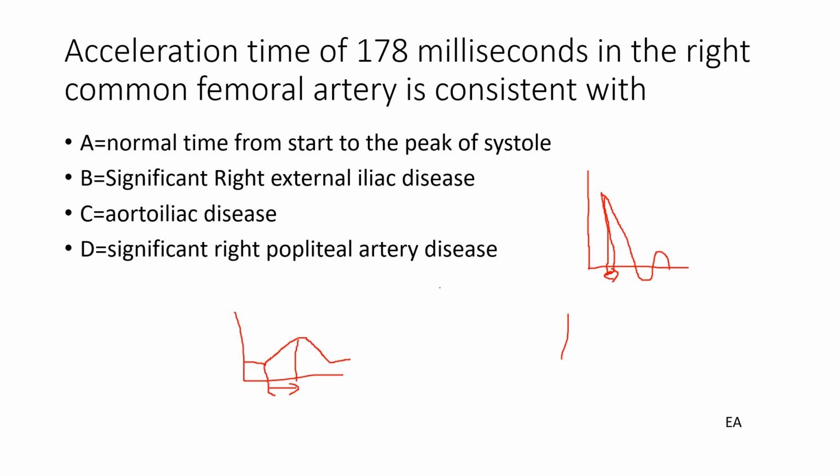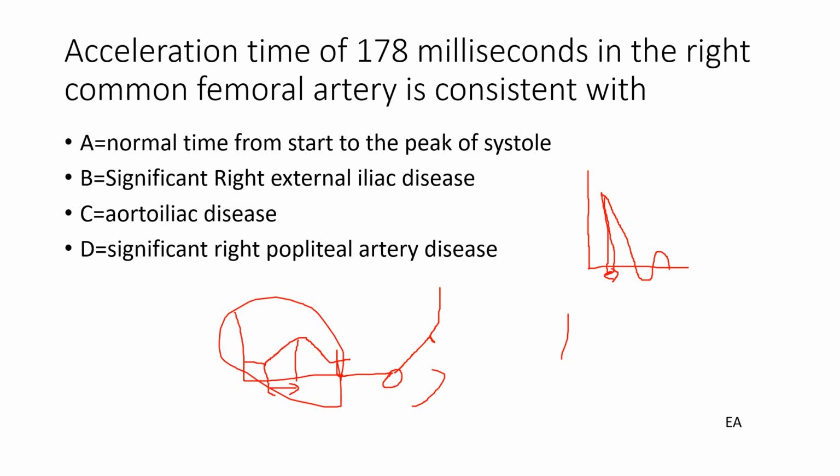So we have here the aorta, iliac, common iliac, then external iliac artery, then common femoral. We are here. Where is the stenosis? The stenosis is proximal to this point. So the stenosis can be external iliac, or common iliac, or aorta. But if it is on the aorta, it is bilateral, not only on the right side.